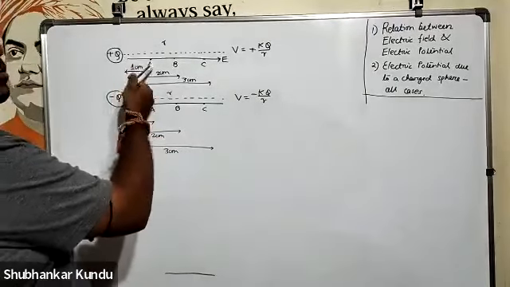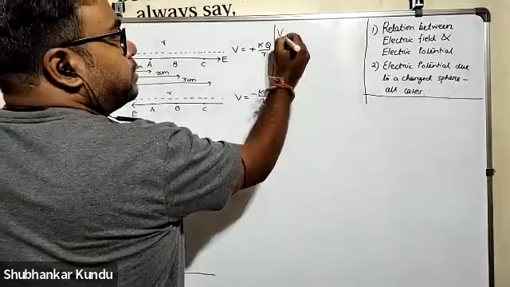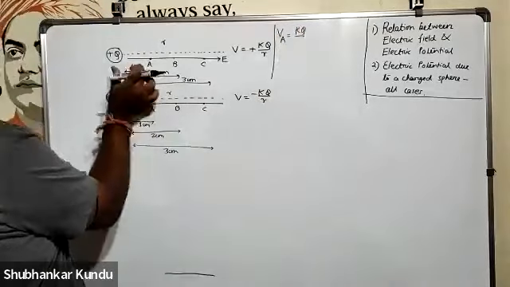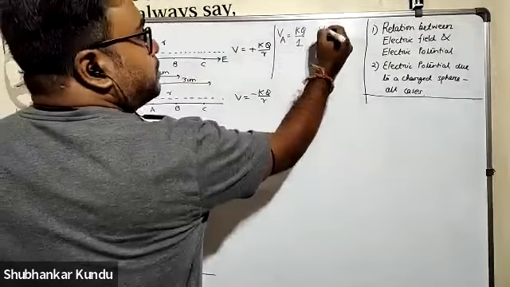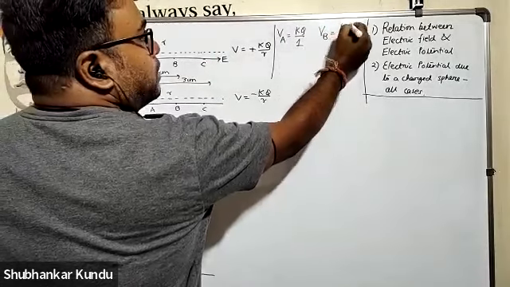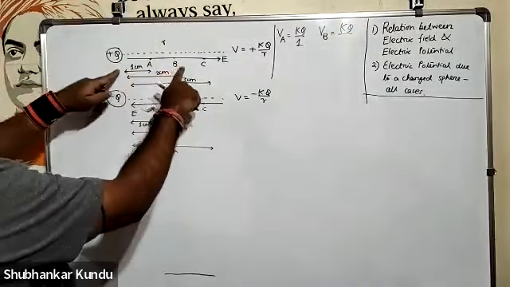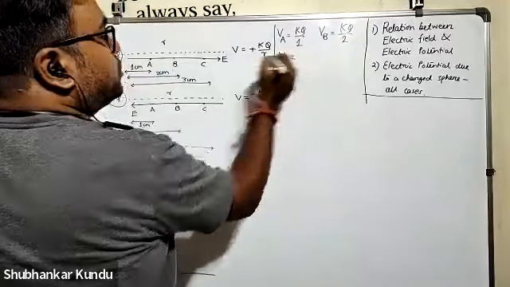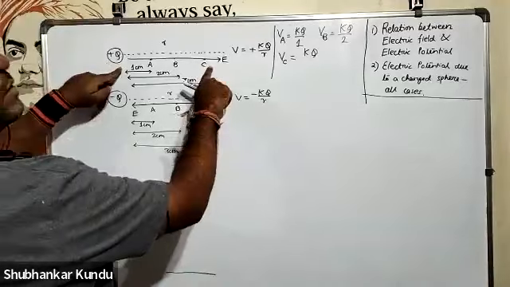Tell me one thing, what will be the potential at this point A? In the positive case, VA will be KQ upon, what is the value of r? 1. VB will be KQ upon, what is the value of this one? r is 2 now. What is the value of potential at this point C? KQ at C, the distance is 3 centimeter.